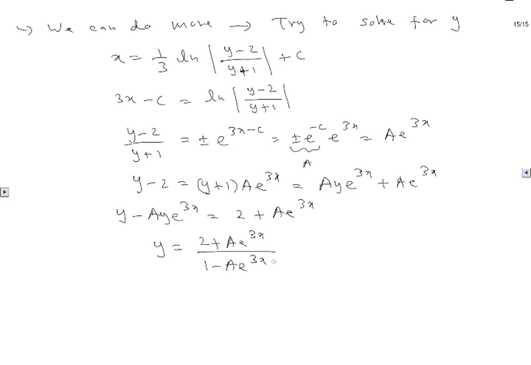Okay, I hope this is clear. So you can see that's a solution, y as a function of x. Sometimes you can do that, sometimes it's really difficult, sometimes it's impossible. So there are cases where it's doable, difficult, or impossible. There are all three cases.